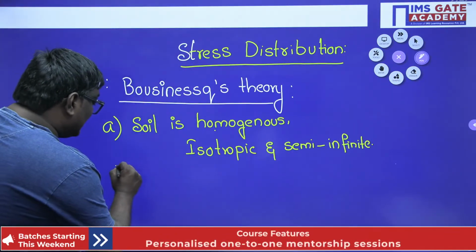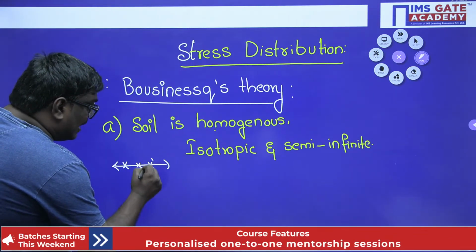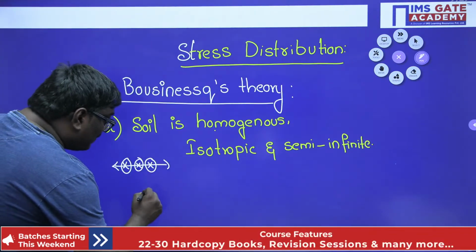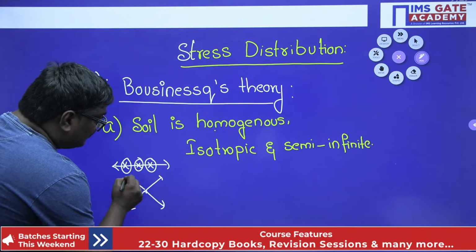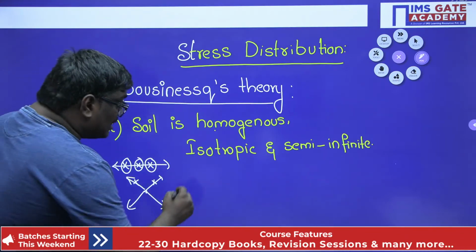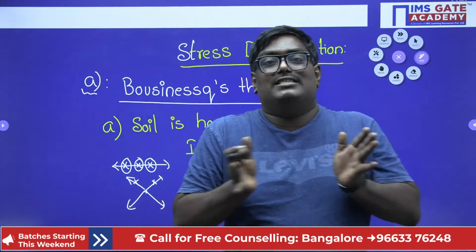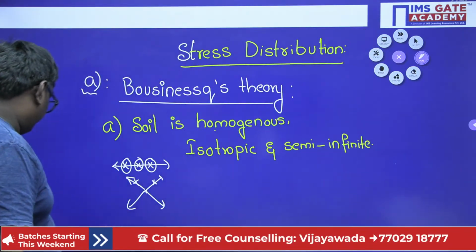So if I consider a straight line like this, and at every point the properties are the same, then we can assume it as homogeneous. If the properties are the same in different directions, then we assume that it is isotropic. And if it extends infinitely in all directions, then it is known as semi-infinite, my dear students.